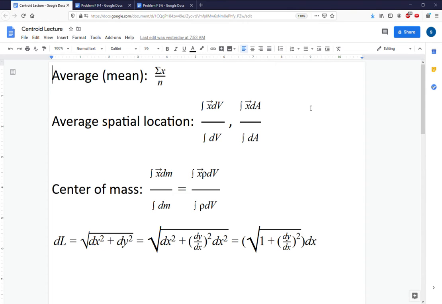If we want to find the average of a group of numbers, we add up all of those numbers together and then divide by the number of numbers. We can do something similar if we want to describe the average spatial location.